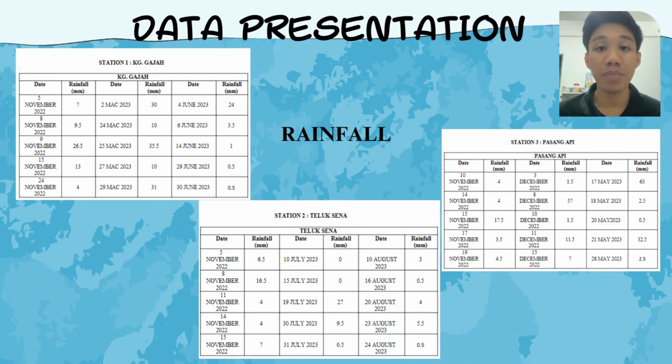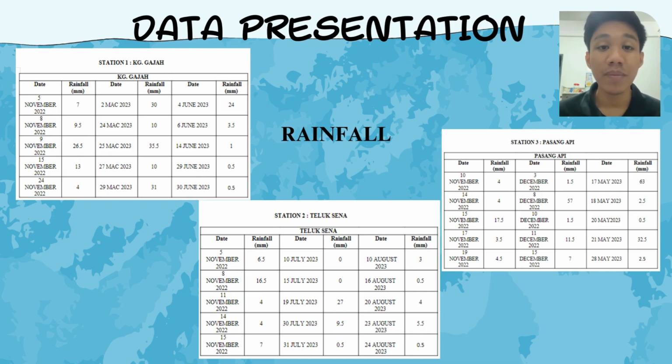Now, this is the part of the data presentation that we researched on the Banjir Public Info website. This slide shows the rainfall data. We have taken the 3 highest months in 1 year and the 5 highest days for each of those 3 months. The 3 highest months for Kampung Gajah Station are November 2022, March 2023 and June 2023.